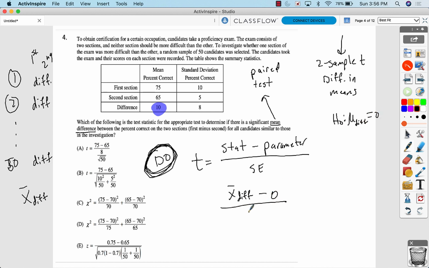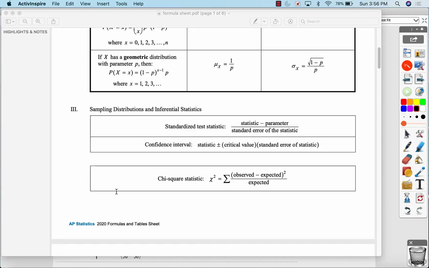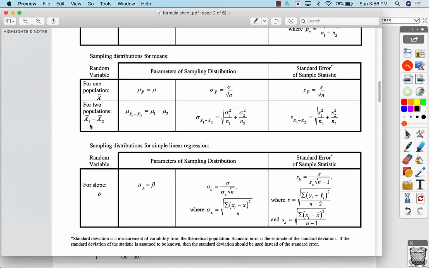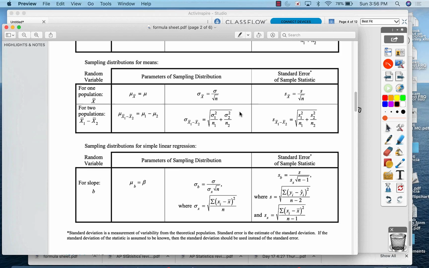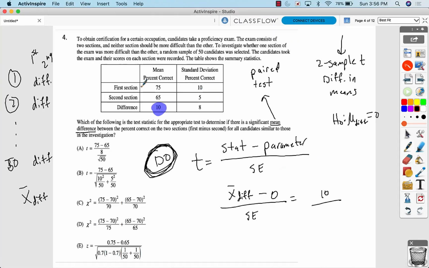And then this is going to be over the standard error. So what's the X bar difference? 10. What's the standard error? It's considered one sample. It's not considered two samples. This is right here. Sampling just one sample for one population. It's S over the square root of n. So it's 8 over the square root of 50, which is right here.